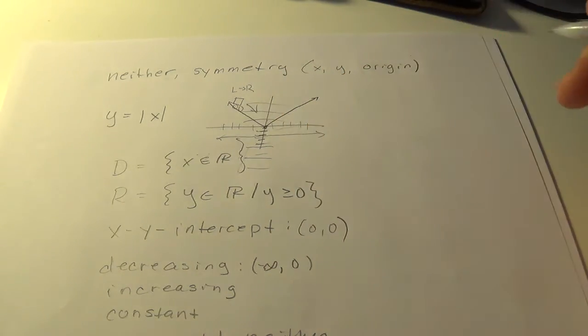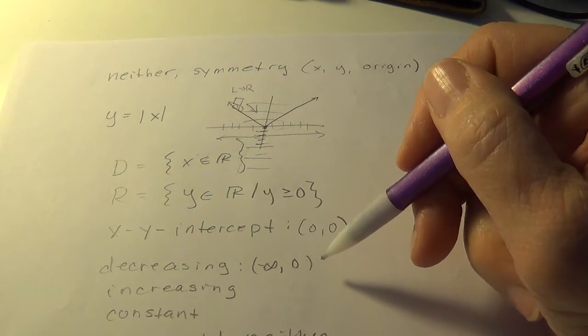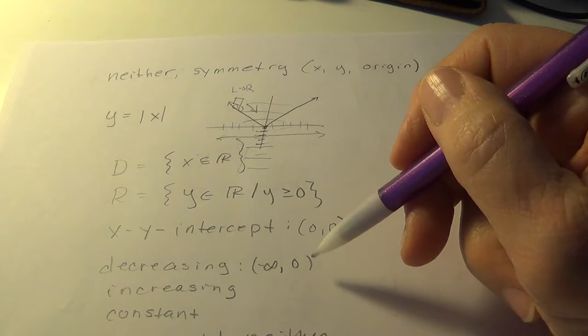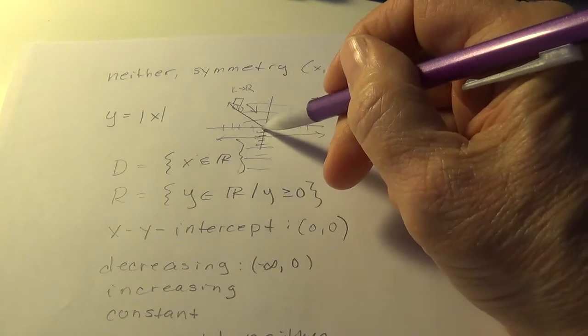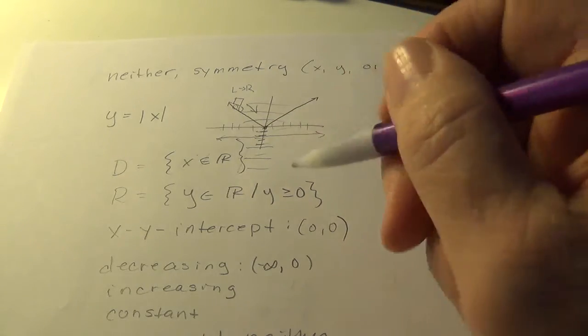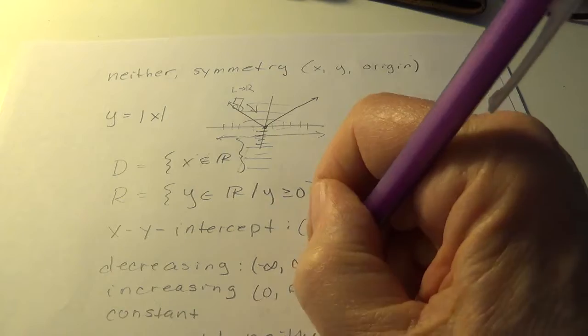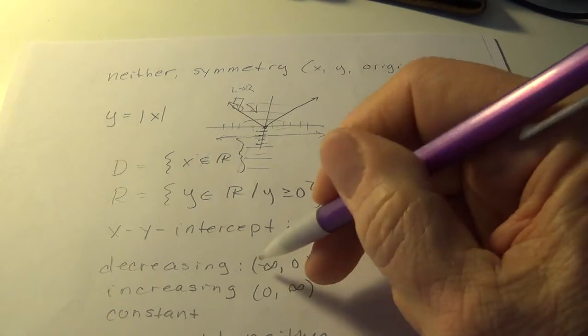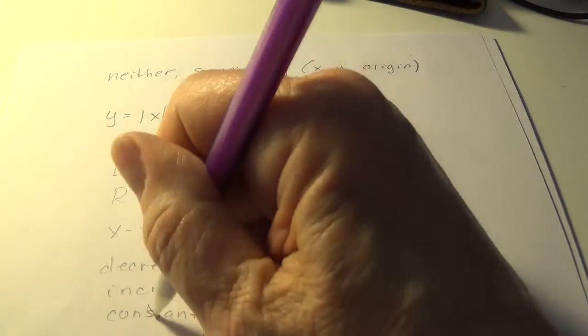So that's the decreasing part, and this is the way we communicate that to our fellow mathematicians. Then it's increasing, starting here, the cart will be going up from 0 to +infinity. This interval notation will communicate that. And there are no sections where it's constant.